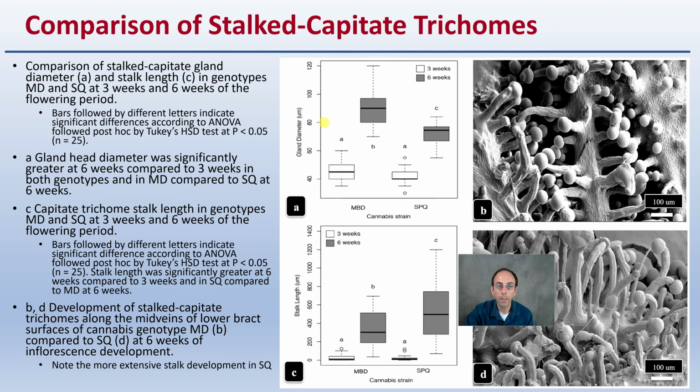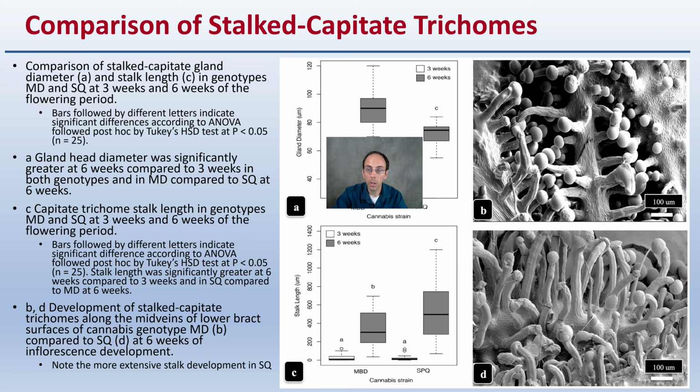The stalk length, again, this is the gland diameter, this is the stalk length. You can definitely see some differences there compared to the 3 weeks, compared to the 6 weeks, showing that overall development. How they actually look, well, if we turn our attention over to here, the development of those stalked capitate trichomes along the mid veins of lower bract surfaces of Cannabis genotype Moby Dick up here, and compared to Space Queen at 6 weeks of inflorescence development.